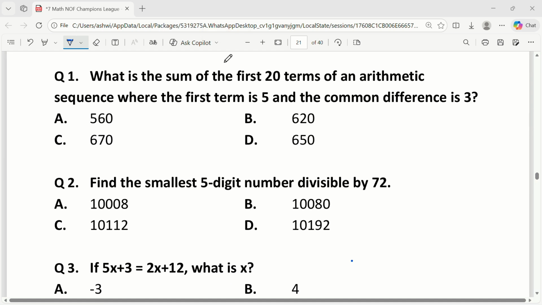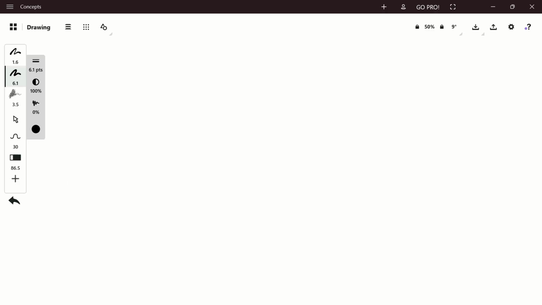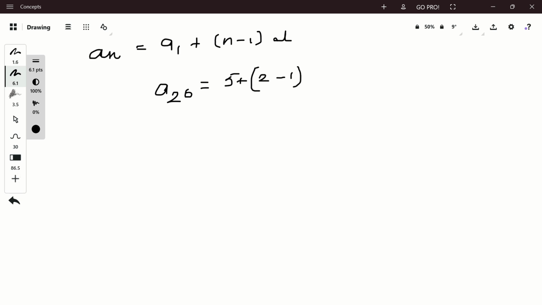What is the sum of the first 20 terms of an arithmetic sequence where the first term is 5 and the common difference is 3? The formula for the nth term of an arithmetic sequence is an = a1 + (n - 1)d. That is a20 = 5 + (20 - 1) × 3. That gives us a20 = 5 + 57, which is equal to 62.